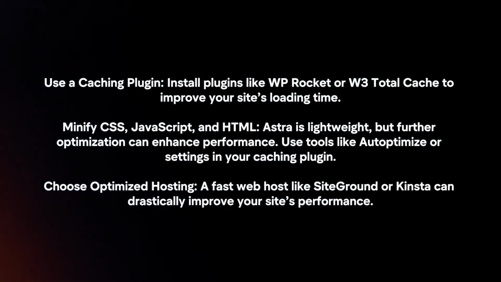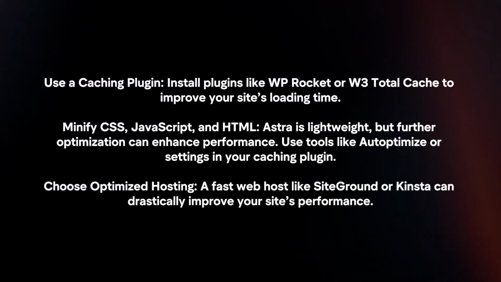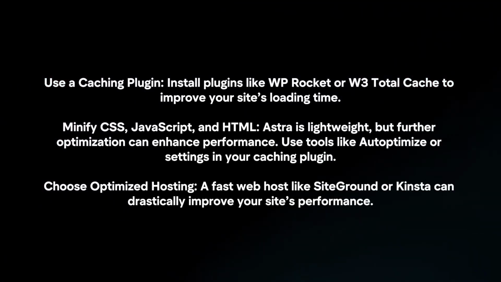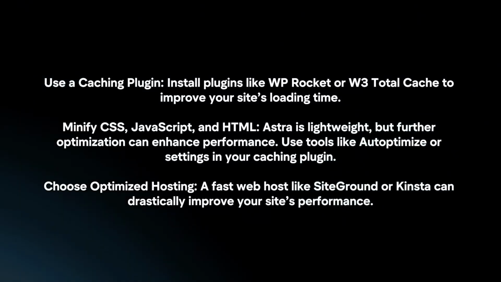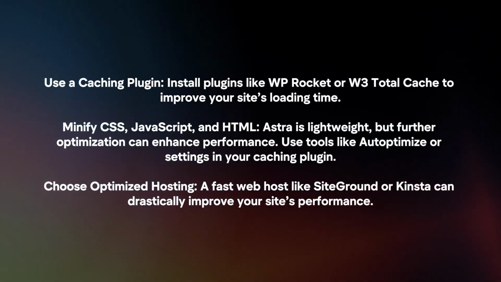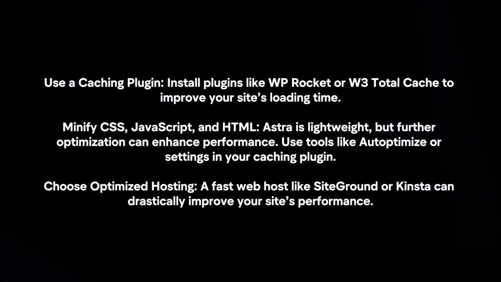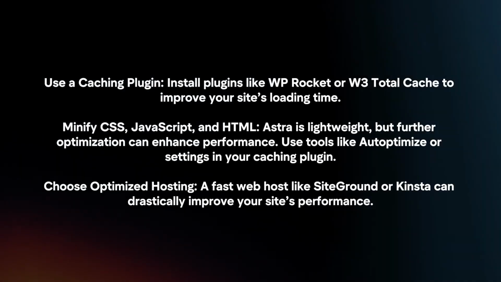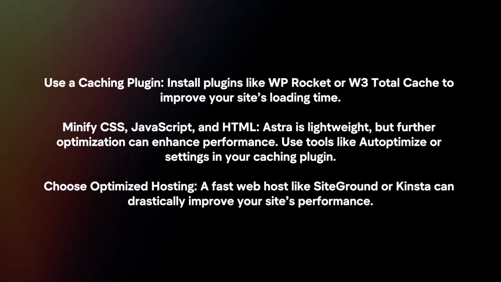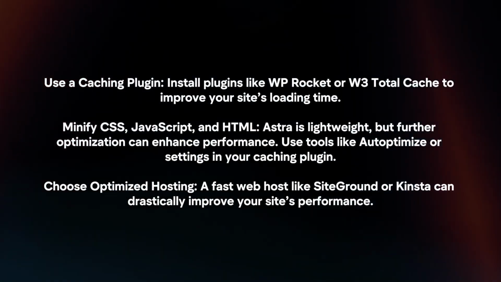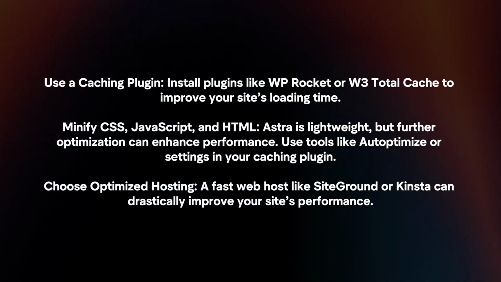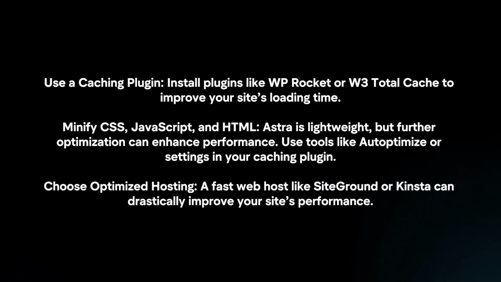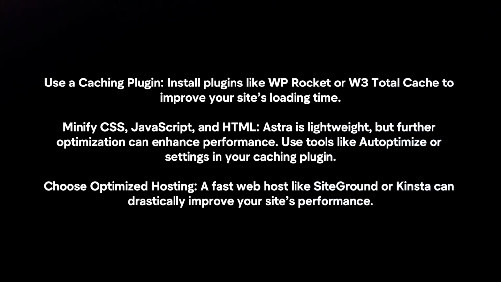Optimize site speed. Use a caching plugin. Install plugins like WP Rocket or W3 Total Cache to improve your site's loading time. Minify CSS, JavaScript, and HTML. Astra is lightweight, but further optimization can enhance performance. Use tools like Autoptimize or settings in your caching plugin. Choose optimized hosting. A fast web host like SiteGround or Kinsta can drastically improve your site's performance.